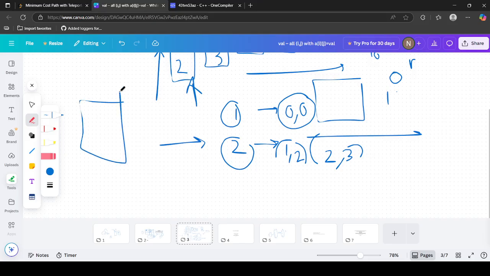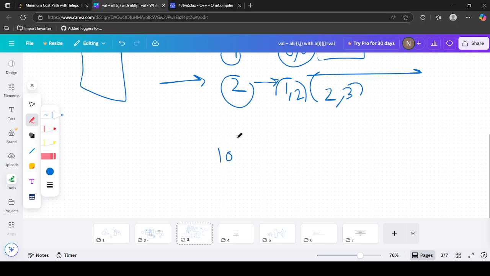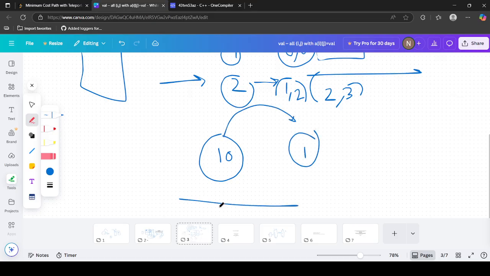So why did we do this? Because here the values are important. For example, we can move from any cell of value 10 to any cell of value 1 in one operation. So from this we got that the value is important. So simply we are using a map to store all the coordinates, all the cells with a given value.